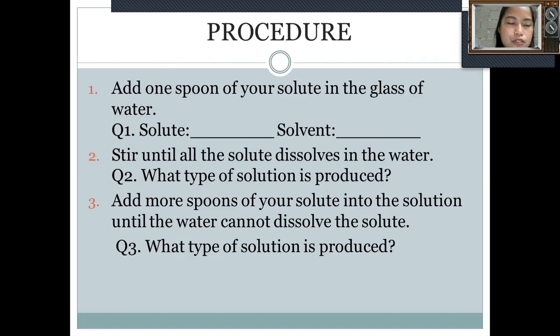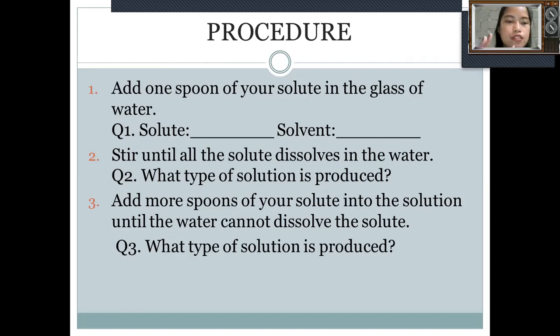So let's take a look. Procedure number 2 is stir until all the solute dissolves in the water. So when the solute that you use dissolves already in the water, you only put 1 spoon of your solute in the water, stir it. Then if it dissolves, picture your output.